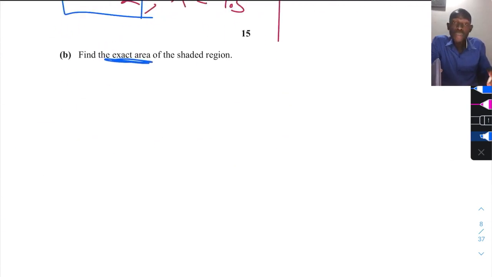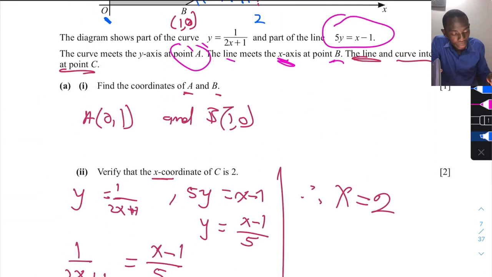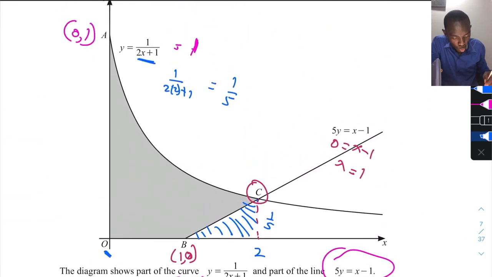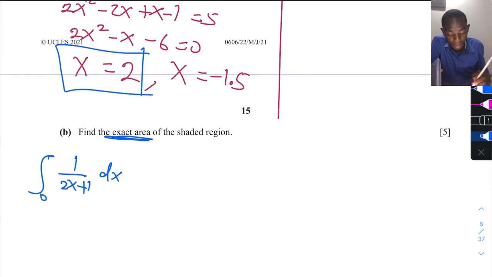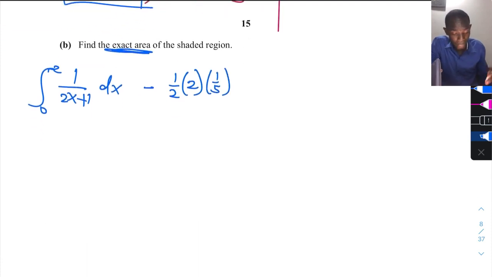So now I'm going to just integrate the curve. I'm going to integrate 1 over 2x plus 1 dx from 0 all the way to 2. Then I'm going to subtract the area of the triangle, which is half times the base times the height. Okay, so that's the plan.